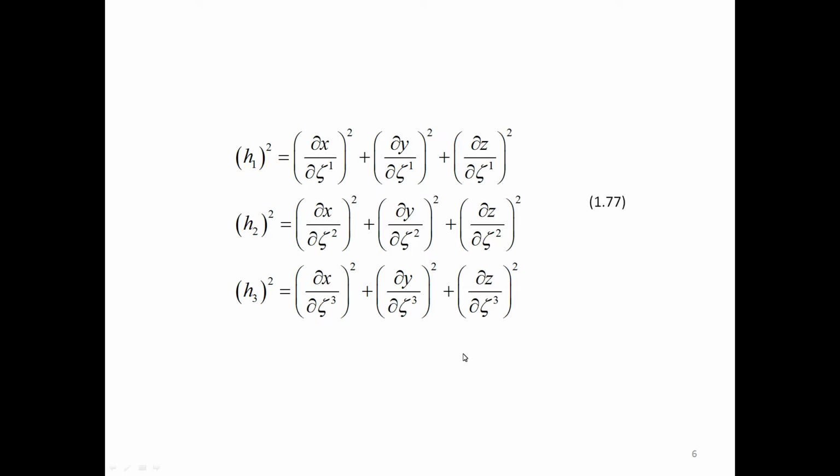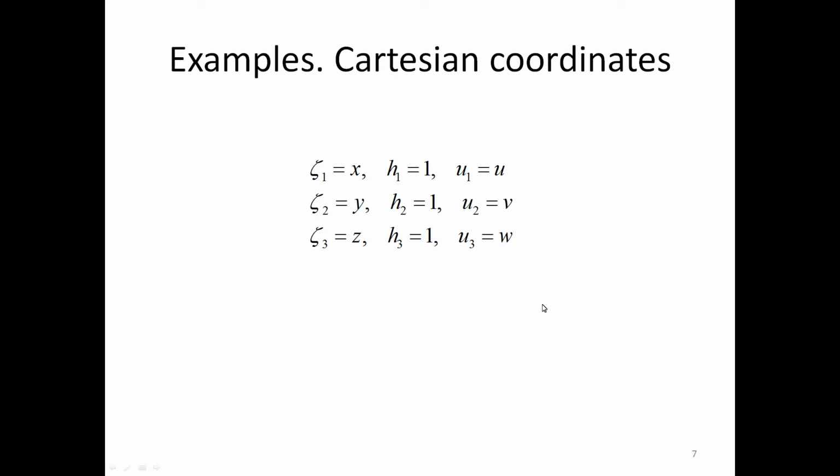The above formulas can now be used to derive the fluid dynamic equations in any orthogonal curvilinear coordinate system. Examples include the following. Cartesian coordinates: Z1 is equal to x, Z2 is equal to y, Z3 is equal to z. And we have the following expressions for h and u.